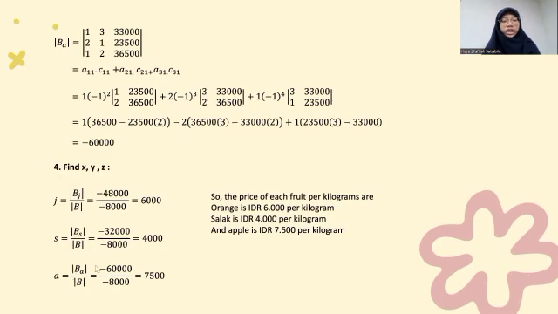And for A, because we have PA is minus 60,000, so minus 60,000 over minus 8,000, and we have 7,500. Because we have J is 6,000, S is 4,000, and A is 7,500. So we can conclude that the price of each fruit per kilogram is: orange is 6,000 Indonesian rupiah per kilogram, salad is 4,000 Indonesian rupiah per kilogram, and apple is 7,500 Indonesian rupiah per kilogram.